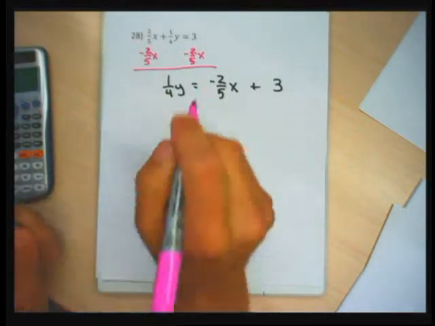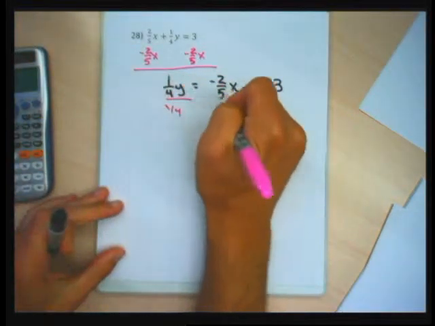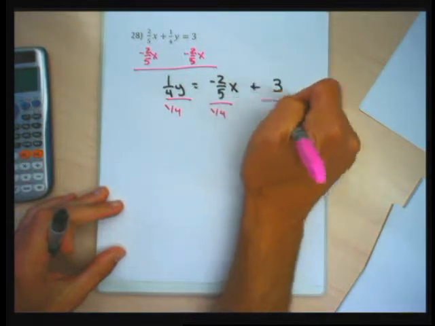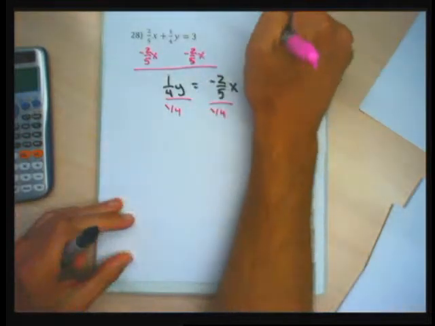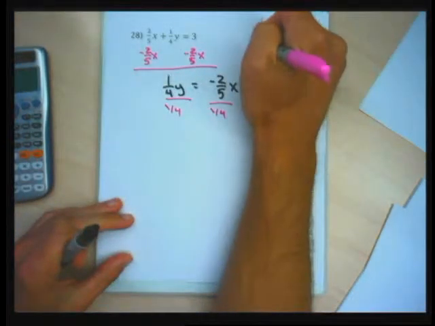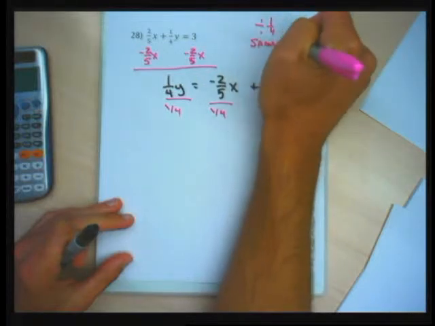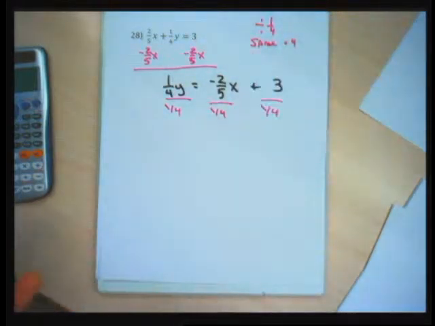Now I can divide by 1/4, because that would be consistent with what I've been doing. So I could go divided by 1/4, divided by 1/4, divided by 1/4. That's completely okay to do. But dividing by 1/4 is the same as multiplying by 4, so it would be better if I multiplied by 4. I'm going to pretend that I wasn't so clever. I'm just dividing by 1/4, and I'm going to use my calculator.